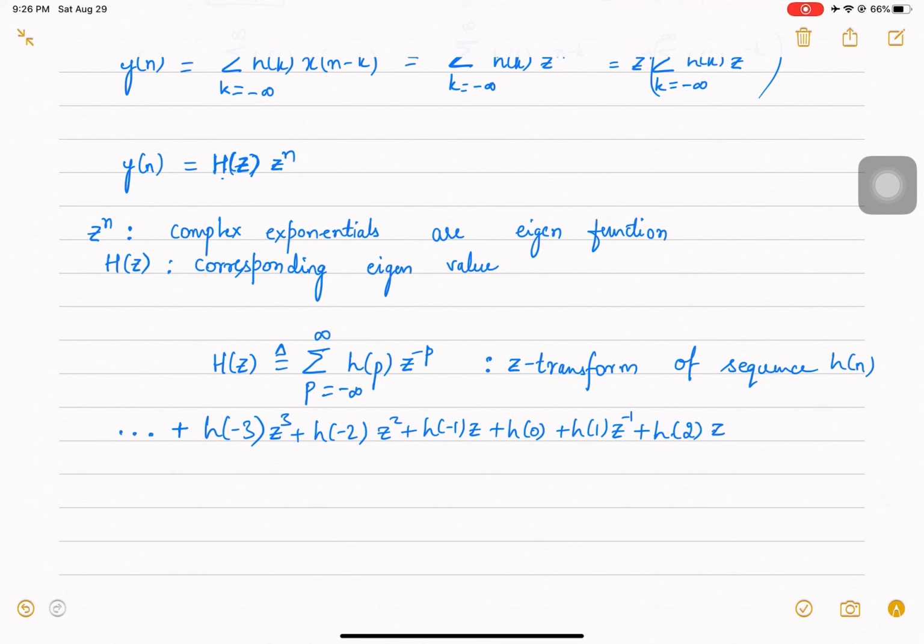I have infinite terms on the left and infinite terms on the right. So I can also write it as summation k going from minus infinity to infinity h of k z power minus k. Even if you expand this, you get the same expression. So k or p are called running variables or dummy variables. Ultimately, when you evaluate the summation with a specific value of z, it is going to be some number. That is why we call p or k dummy variables.